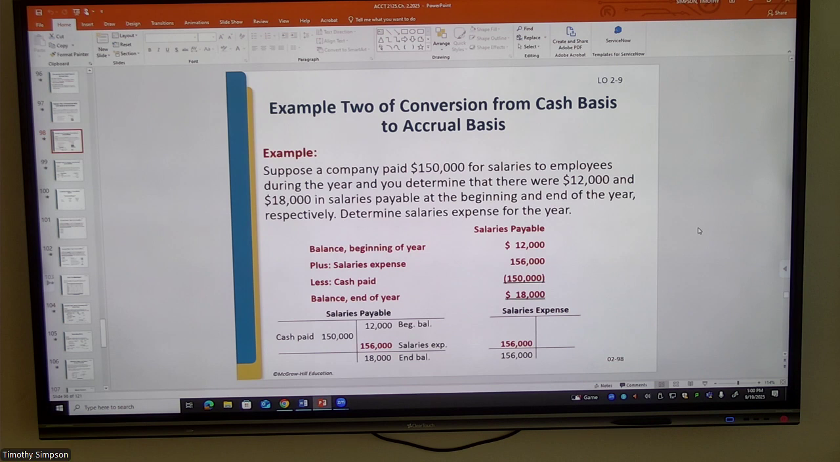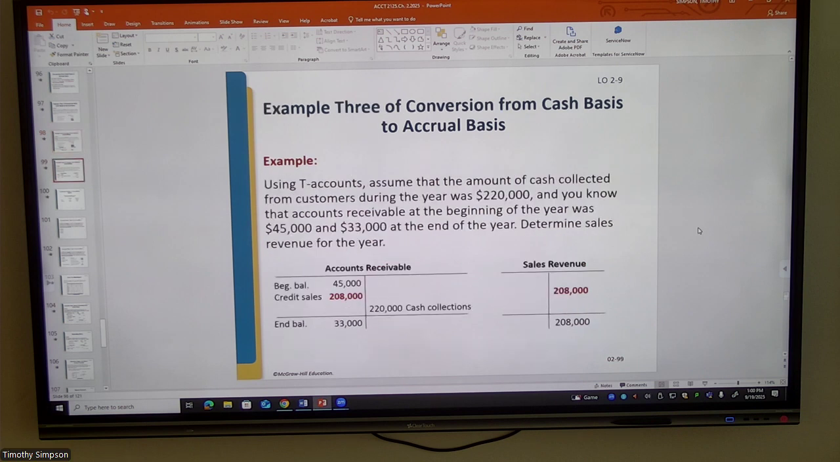Okay, and then one final example here concerns the use of T accounts, which I think is kind of interesting here. And again, we talked about T accounts as being sort of a modeling tool, sort of a gadget, I guess. And so here we've got an example where, assume this is a revenue example. So this is revenue recognition, where the amount of cash collected from customers during the year is 220,000.